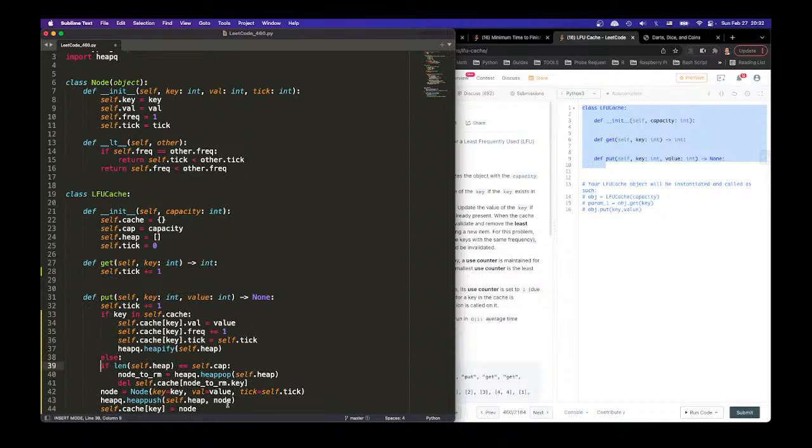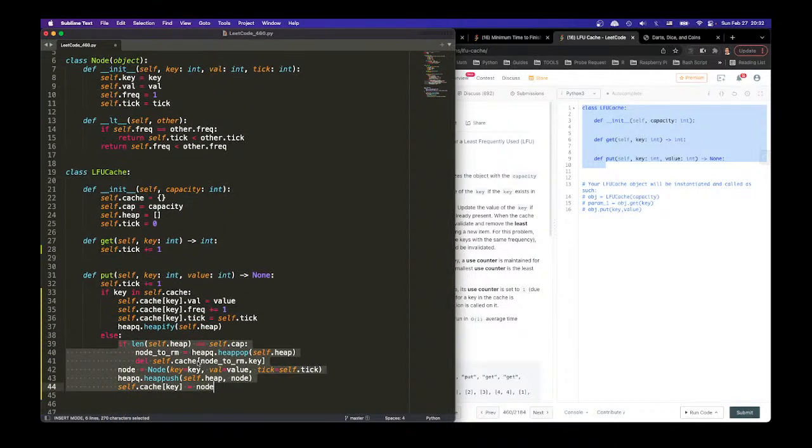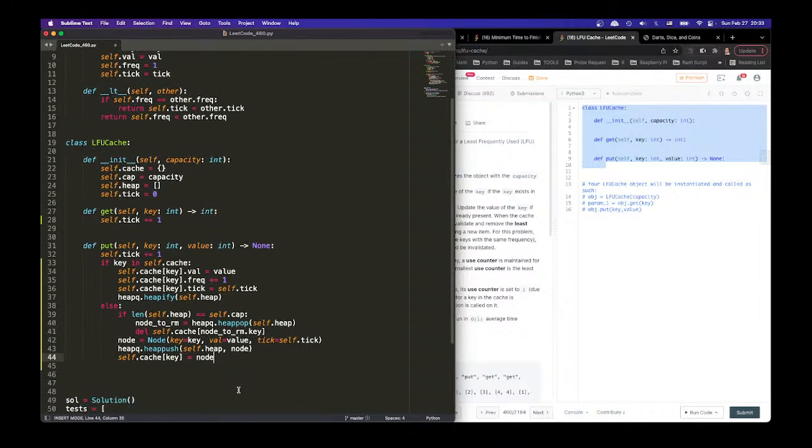If it's not in it, then we say if the length is equal to capacity, then we need to pop some stuff, and then we guarantee that the top is always the least frequently used or the least recently used. So I pop it, I remove it, everything's fine, and I add a new one, which is good. And a heap push also does the reordering as well. So yeah, that I think is the put.